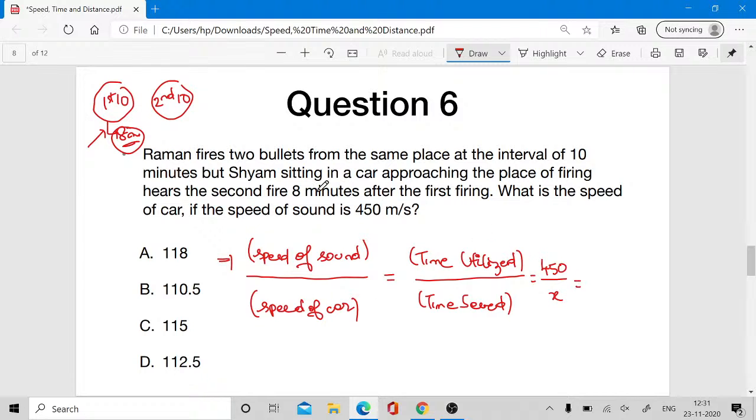Time utilized. What is the time utilized here? When is Shyam hearing the second fire? It is 8 minutes, no? So if I convert this 8 minutes into seconds, how much seconds will I be getting, people? 8 minutes है, right?